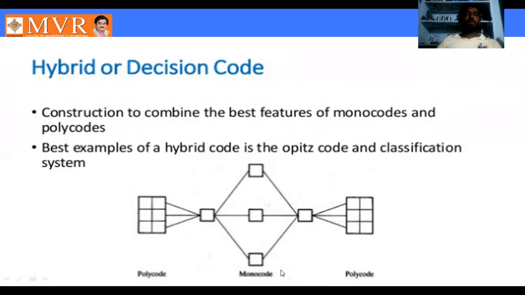So this is a hybrid or decision code. This is a polycode and this is a monocode. The combination of these two codes gives the best features. The construction that combines the best features of monocode and polycode is known as the hybrid or decision code. By combining these two, we get the best features in manufacturing. So it is called the hybrid or decision code.